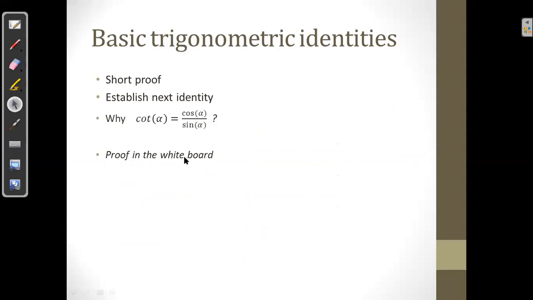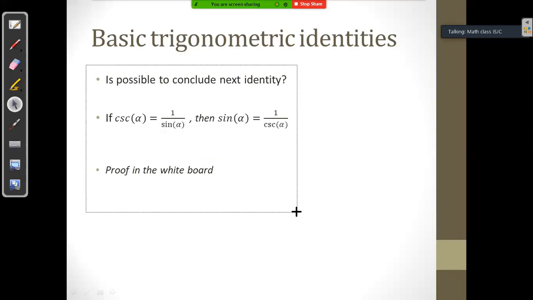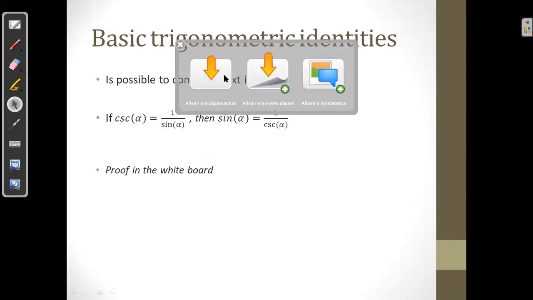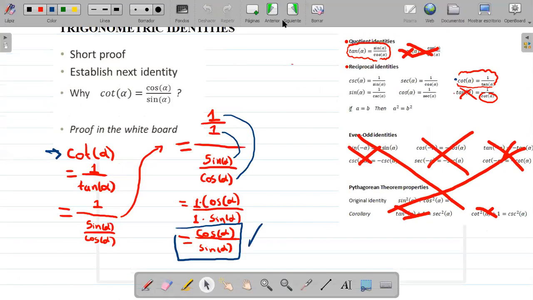No question, I think it was clear. So there are some more properties. For example, it's possible to conclude that if cosecant of alpha is equal to 1 over sine, then sine is 1 over cosecant. That's a little proof we're going to do on the whiteboard too, but that one has an interesting trick. And normally in these mathematics exercises, you're going to apply these tricks.